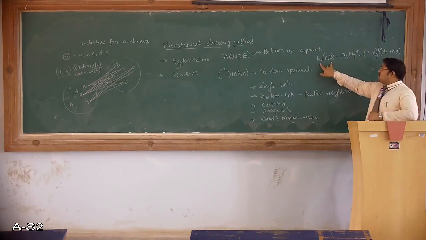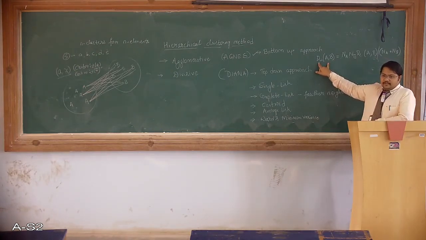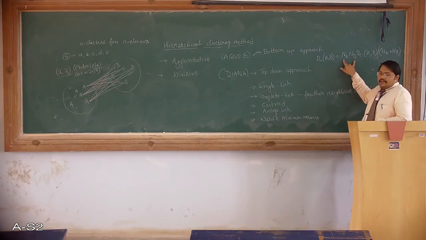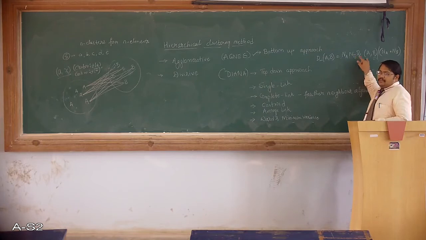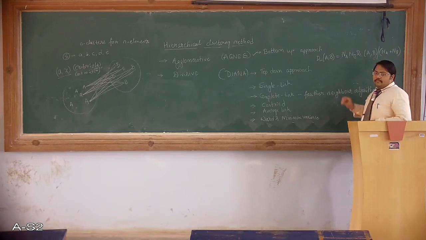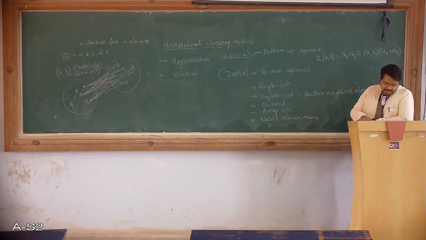So here Ward's minimum variance is given by dW of A comma B, where A and B are two different clusters, given by NA and NB, the product of NA and NB, which gives the number of objects in cluster A and the number of objects in cluster B, along with the distance between the centroids DC of A comma B, the distance between the centroids of A and B cluster, whole divided by the number of elements in A plus number of elements in B. So if you compute this, we are going to get the Ward's minimum variance value.